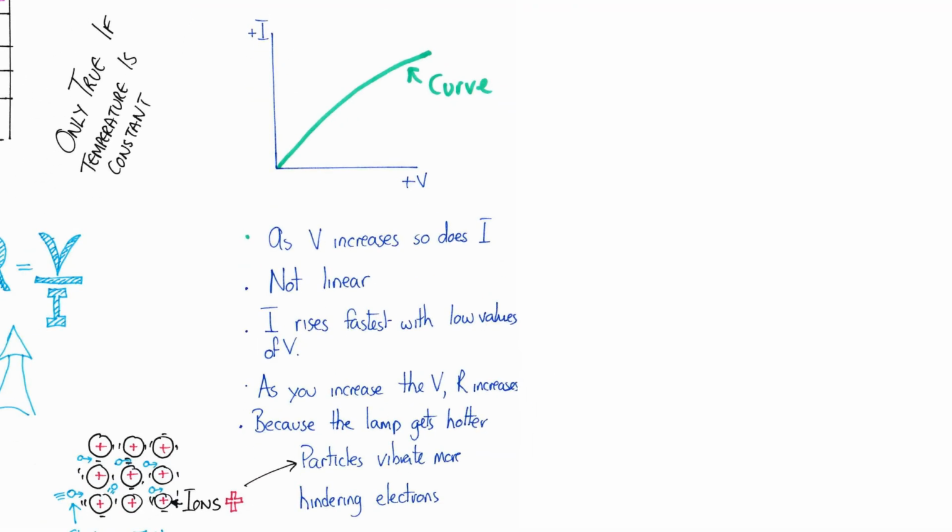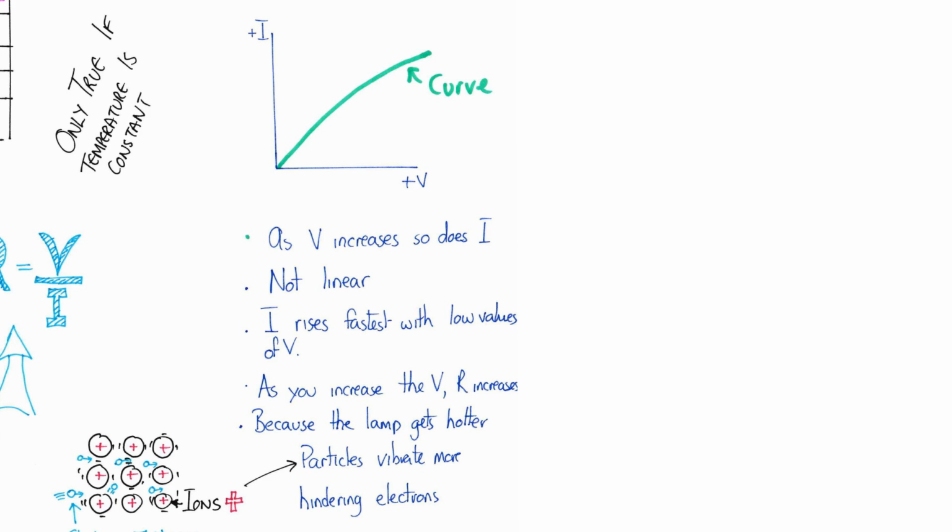Now, as V increases, so does I, but it's not linear. I rises fastest with the low values. The current rises fastest with the lowest values of voltage, and as you increase the voltage, resistance increases. Now, that's essentially what's happening there.